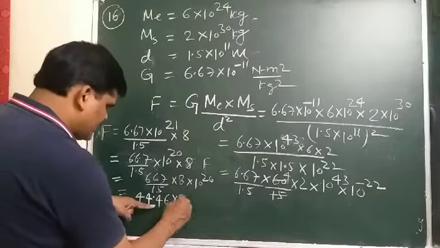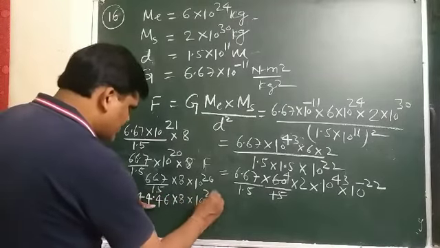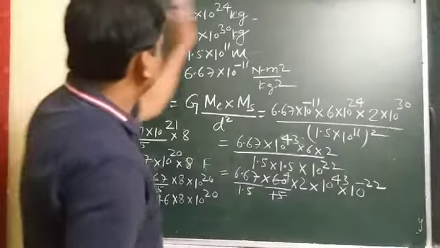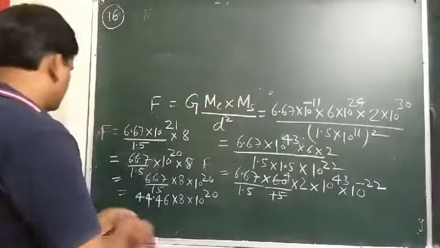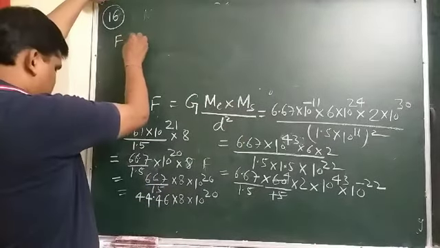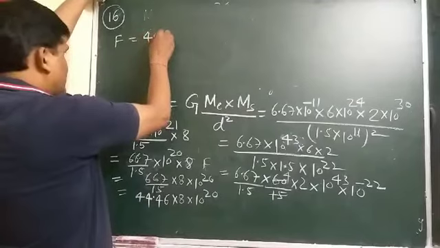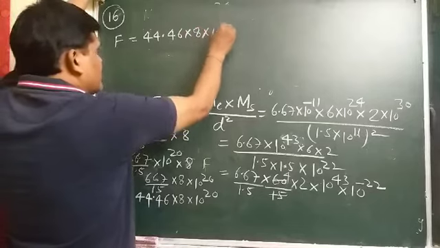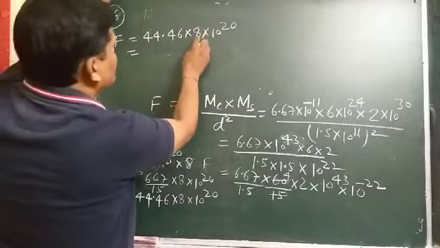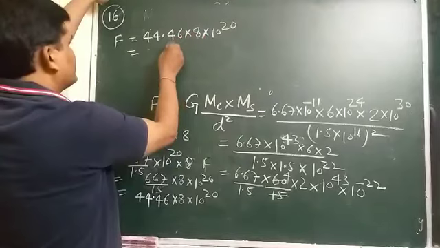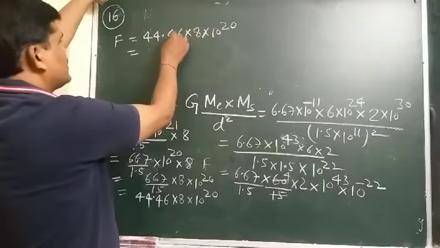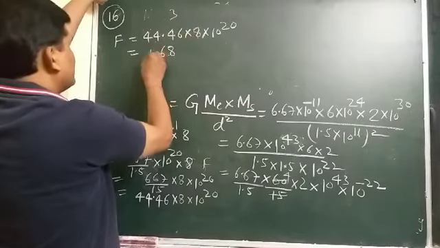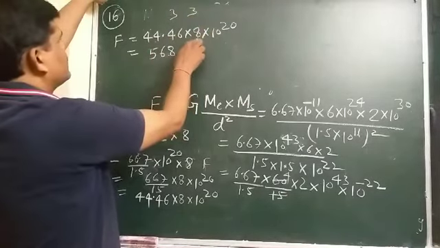This will be 8 into 10 to the power 20, and students, multiply this, and it comes out to be that. So F comes out to be 44.46 into 8 into 10 to the power 20. It can be written as 8 6 ja 48, 8 4 36 3, 5 3 35.